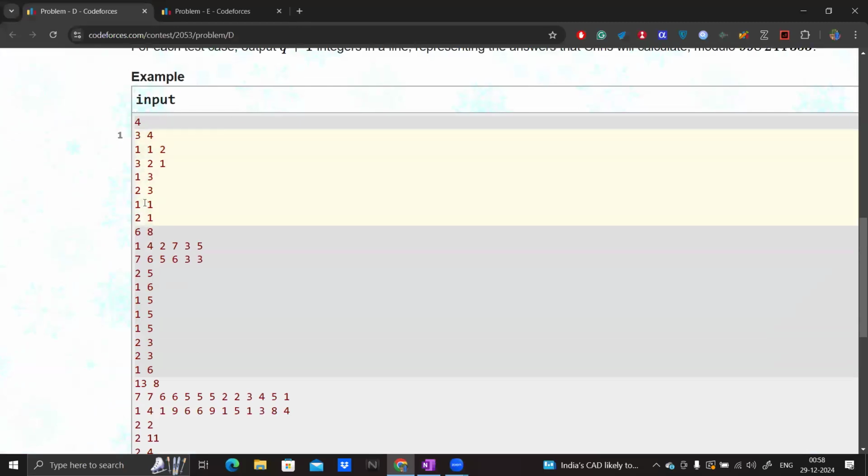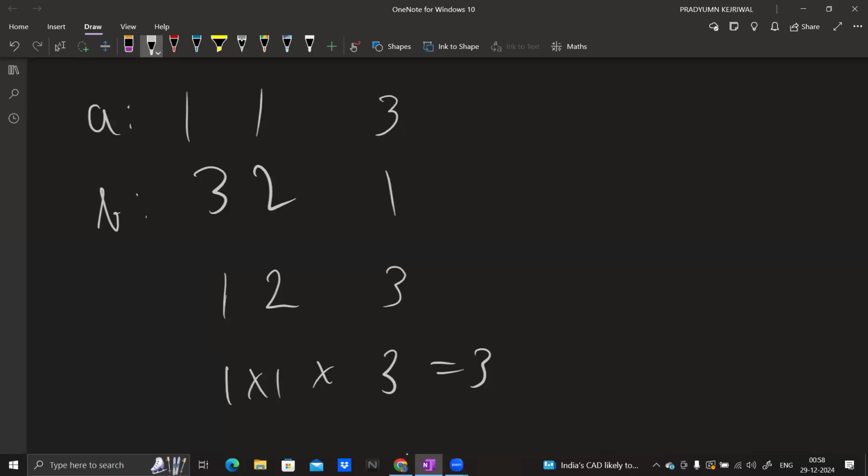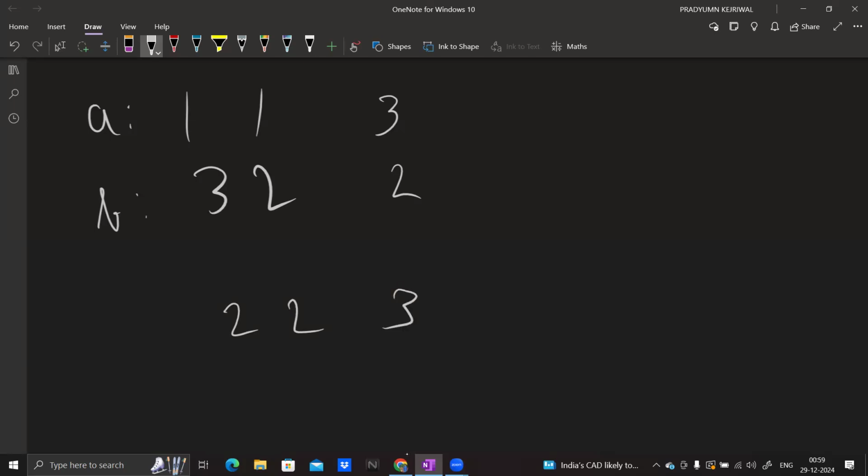And then the third element of the array B is increased. So this 1 has become 2. For this, the optimal is to sort the array B like this, 2, 2, and 3. So the answer would become 1 into 1 into 3. So I think you get the problem, what we have to do. Yes.